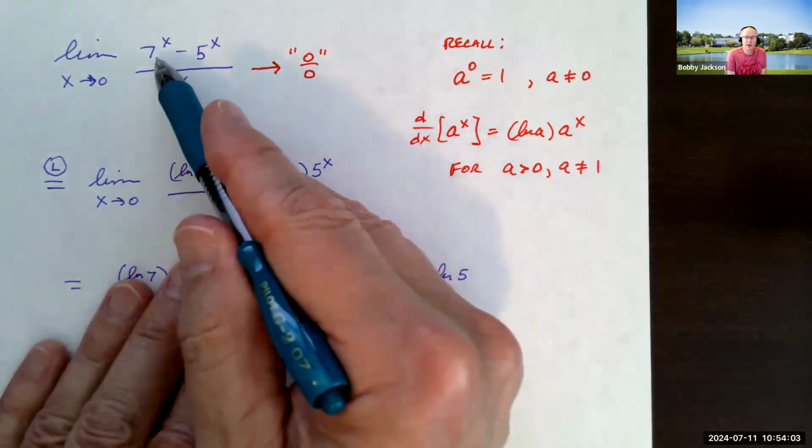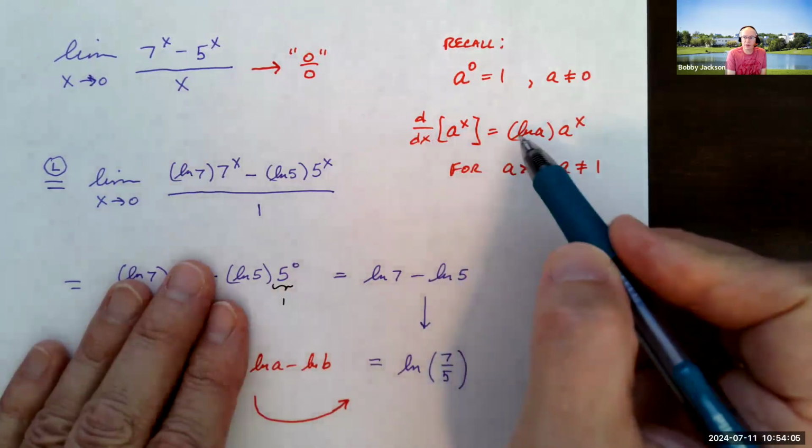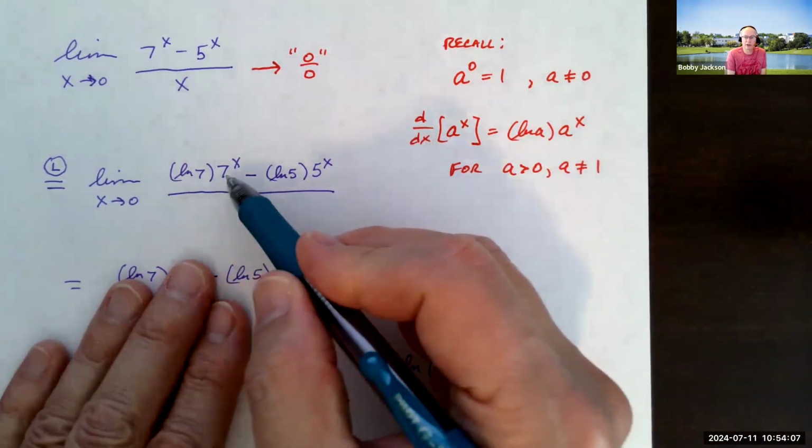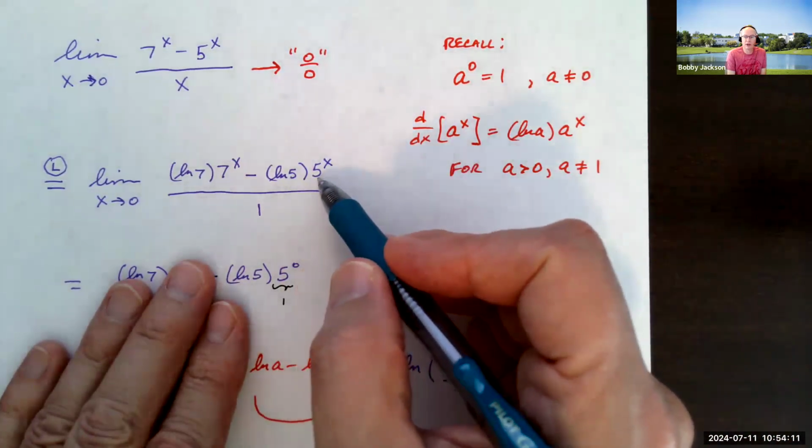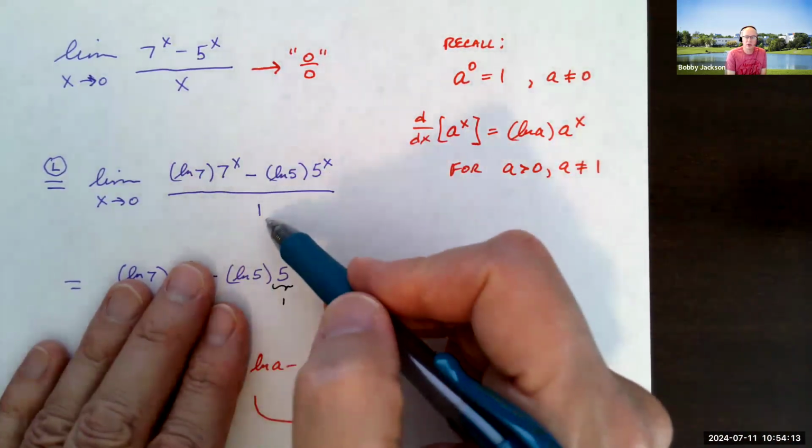So what's the derivative of 7 to the x? Well, we just talked about that right here. It's going to be natural log of 7 times 7 to the x. And what's the derivative of 5 to the x? Well, it's natural log of 5 times 5 to the x. Derivative of x is just 1.